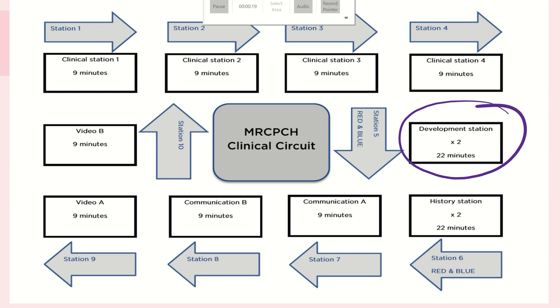So in this session, we'll be discussing how to take history for the development station. This is the exam circuit for the clinical exam. There are 10 stations and the development station is the fifth station. The candidate can get either a red or blue station. The time allotted for the development station is 22 minutes.